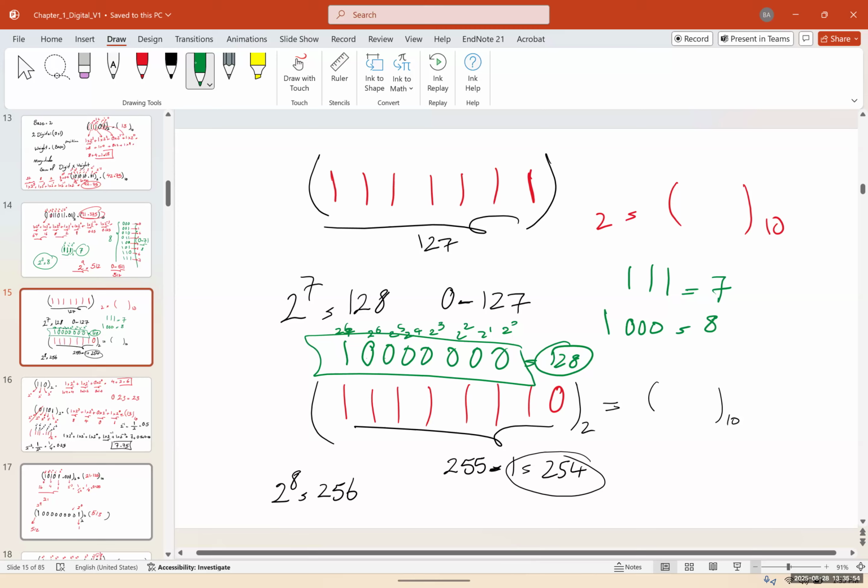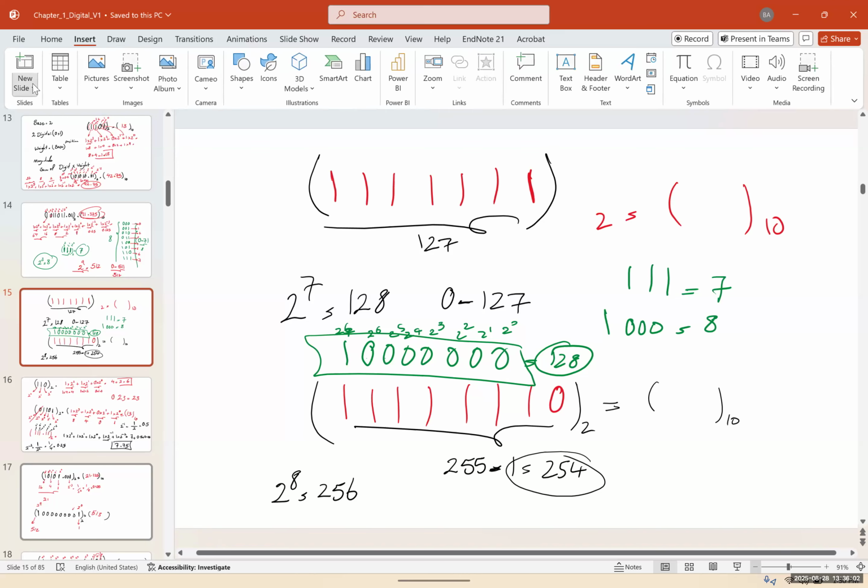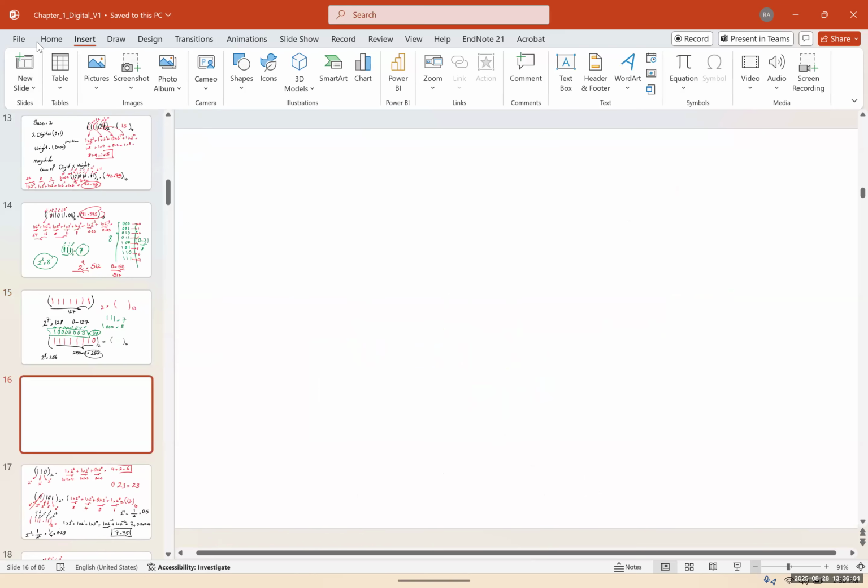Okay. So now let's solve something else. Let me do it on the same page. Oh no, I don't have enough space. So now let's solve this.